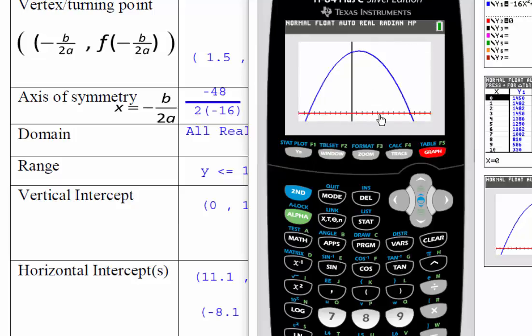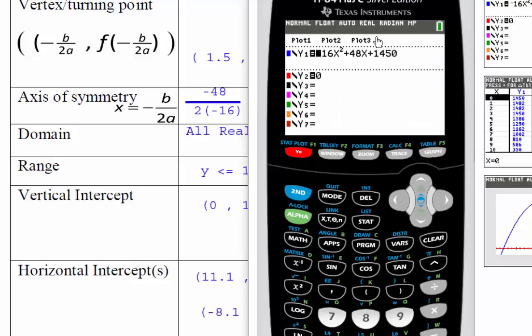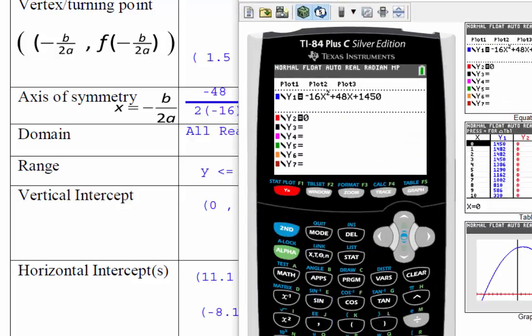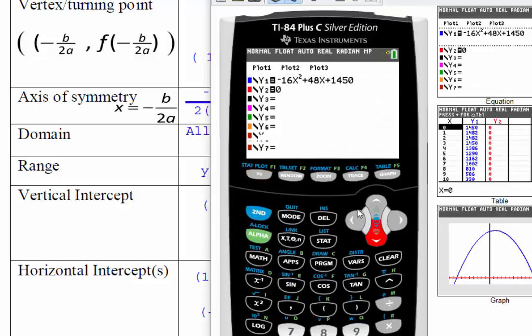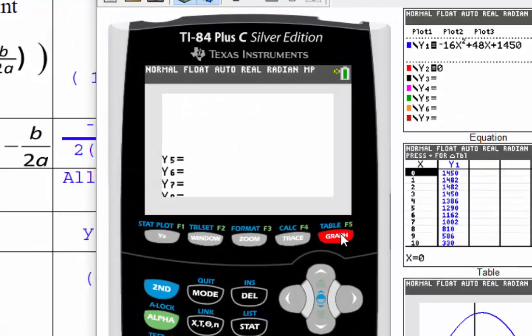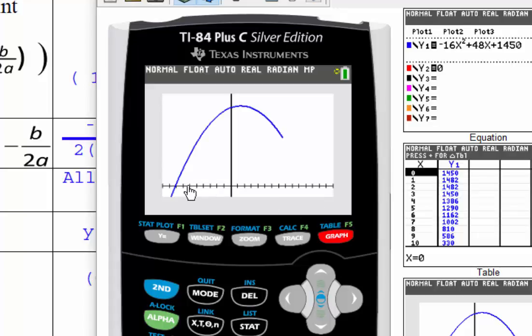Right, the red line is y2 and the blue line is y1, and the intersection occurred at these 2 points, 11.1 and negative 8.1, comma 0. But let's get rid of, or delete, y2. Okay, so now when I graph, there is no red line. I only have the blue line. I still want to determine the points where the blue line crosses the horizontal axis, right? So that's the horizontal intercept.